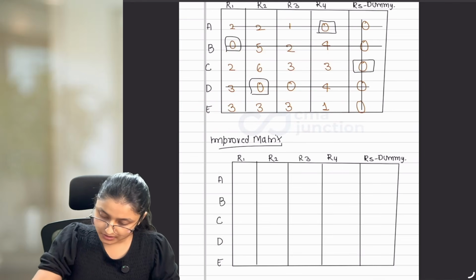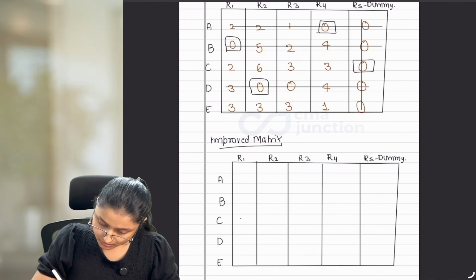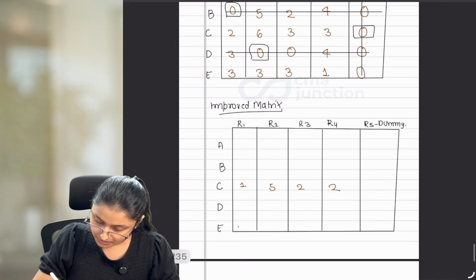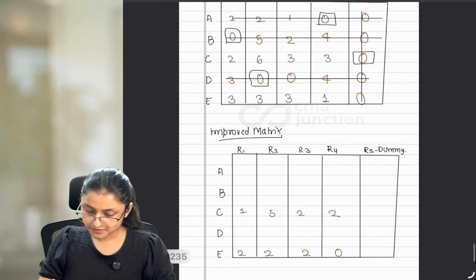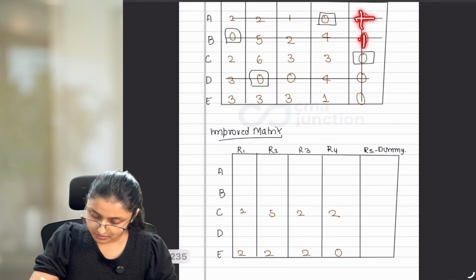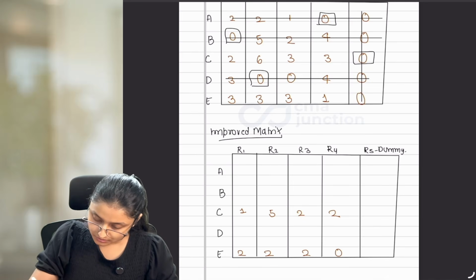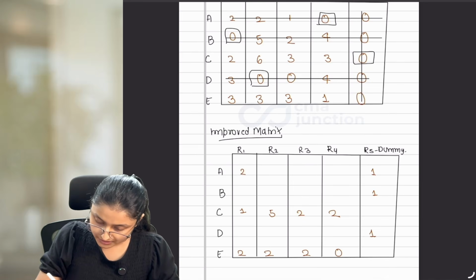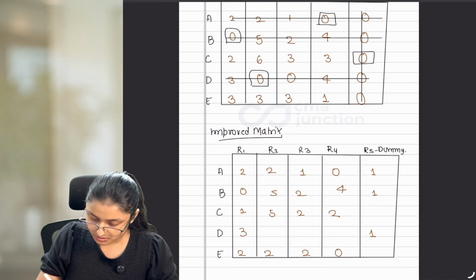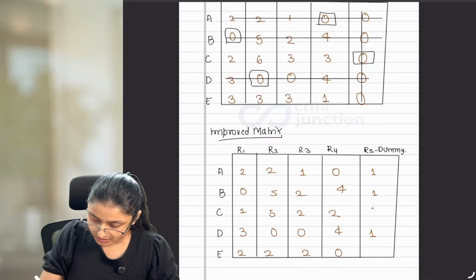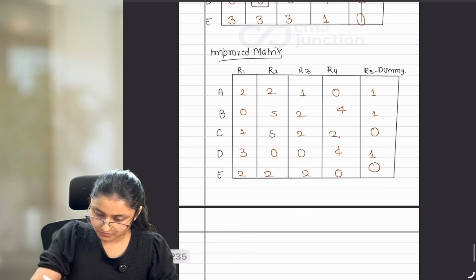So, 2 minus 1 is 1. Next, 6 minus 1 is 5. 2, 2. 3 minus 1 is 2. And 1 minus 1 is 0. Then wherever you have this plus, in all these places you need to add 1. So this will be 1, 1 and 1. And other things will remain as it is. 2, 2, 1, 0, 0, 5, 2, 4, 3, 0, 0, 4. And here also we have 0, here also we have 0.